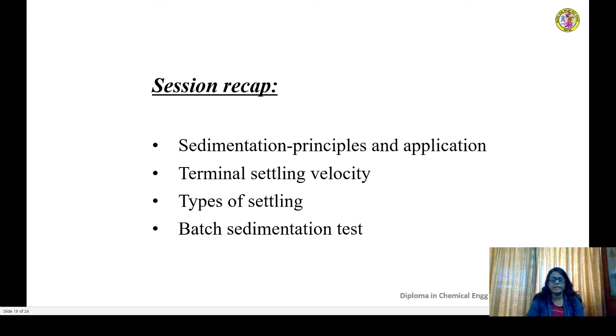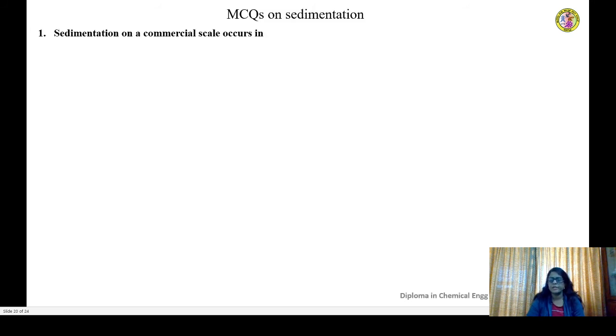Before we end, we have to go through a few multiple choice questions. Just take this as a self-assessment test and try to answer these questions before I give you the right answer. The first question: sedimentation on a commercial scale occurs in. The options are classifiers, rotary drum filters, thickeners, cyclones.